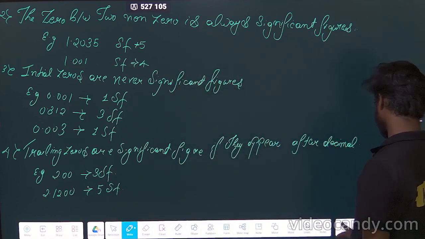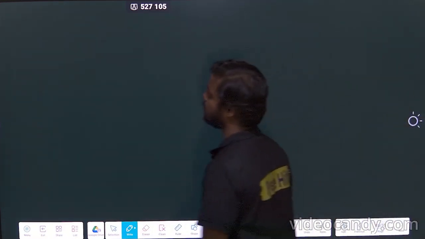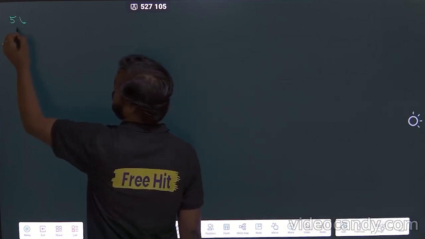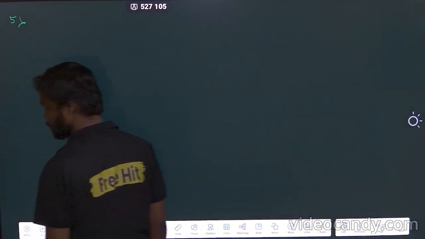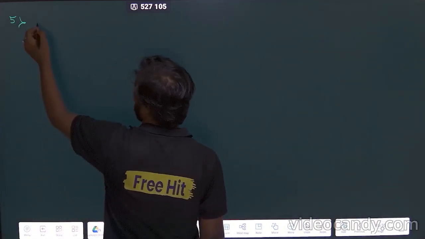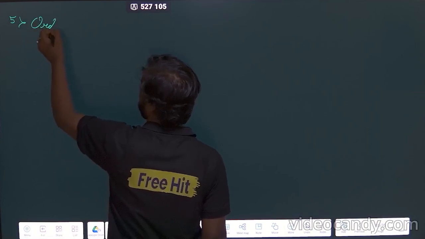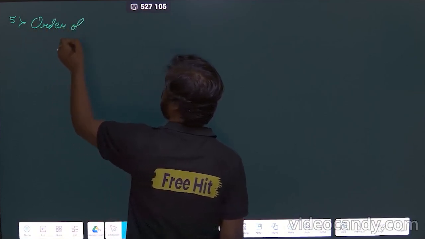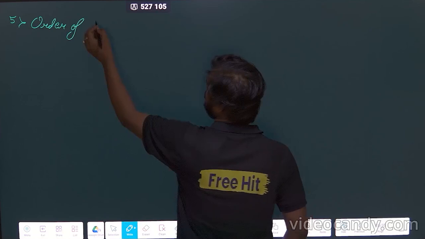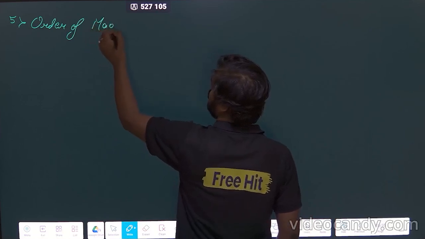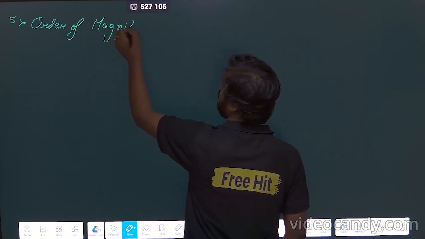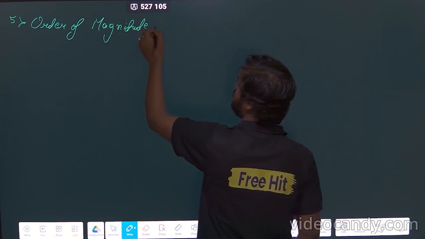Next rule. Next rule is order of magnitude is never a significant figure.